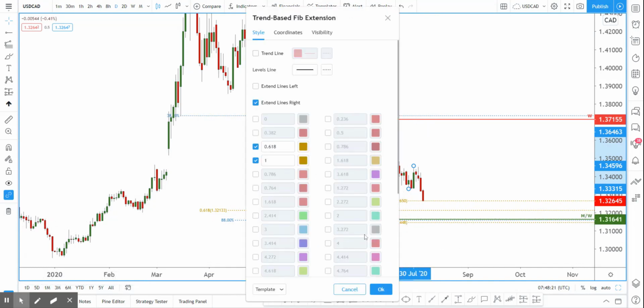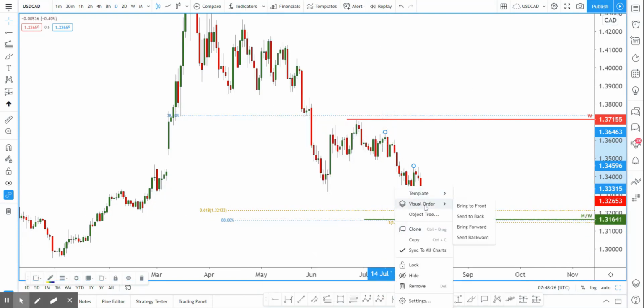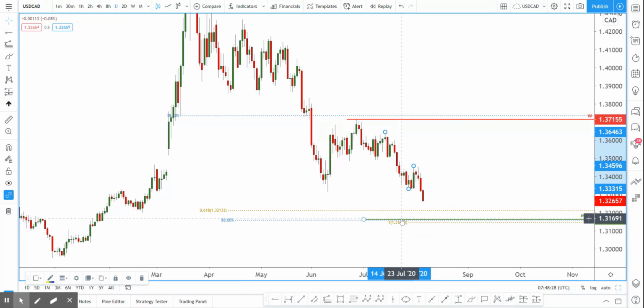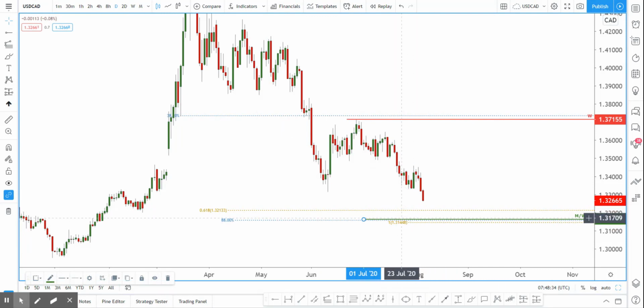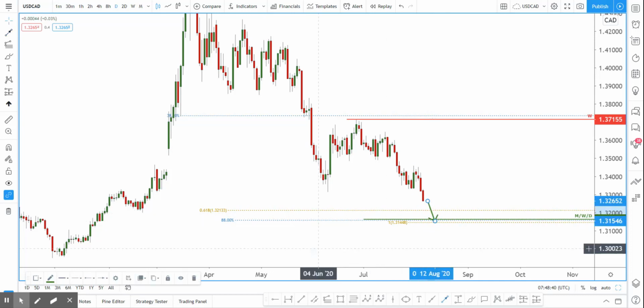Okay, so we can safely say this monthly support can also double up as our daily support. So this support level becomes a very, very strong support level. And if anything, in the short term, price is definitely going to push down towards this level.